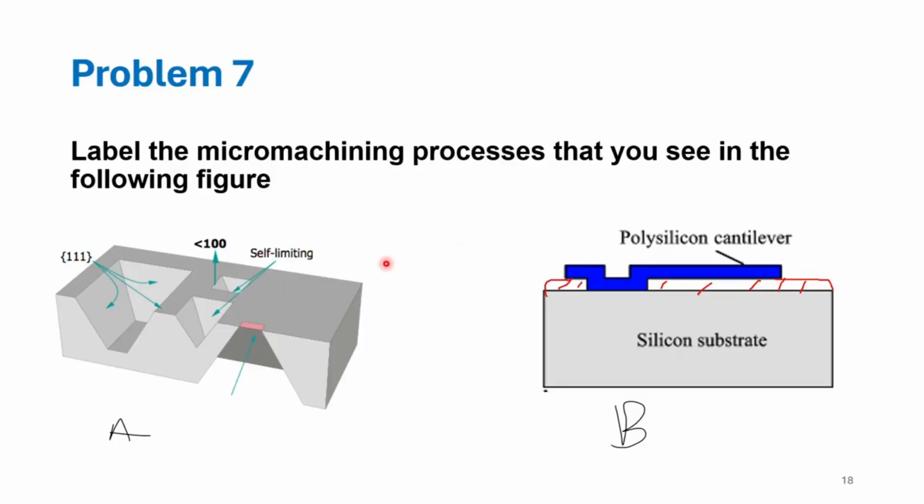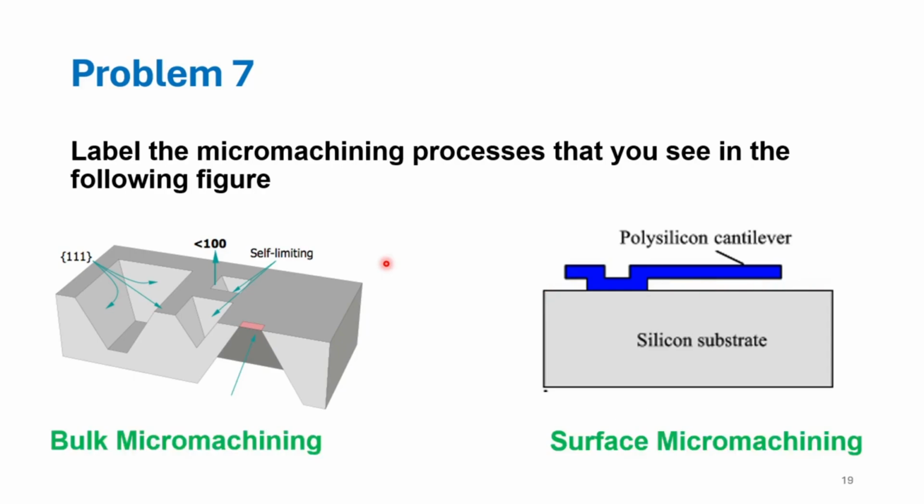So here option A is bulk micro machining, and option B is surface micro machining. So why do we call the first one bulk micro machining? This is because we take a substrate, then we etch out all the regions that we don't want in the substrate and we'll make a device. So that is called bulk micro machining. We start with a bulk material, we etch out and remove all the unwanted material, then we'll make our structure.